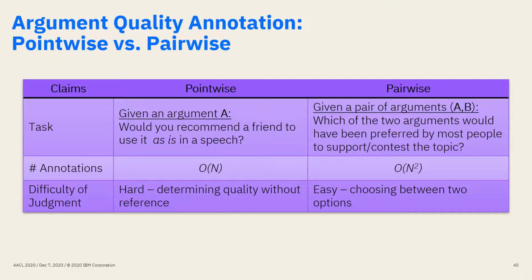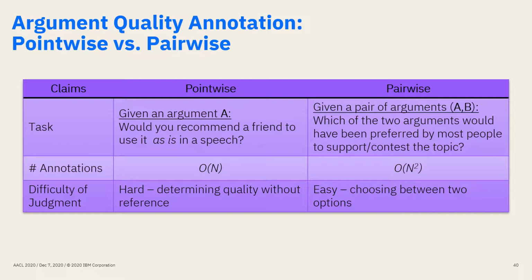In pointwise annotation, we are presented with a single argument and we need to assess its quality. For example, by answering a binary question such as, "Would you recommend a friend to use this argument in a debate?" Or alternatively, rate the quality of the argument on a scale of 1 to 5. The problem with this approach is that it is often difficult to make such an assessment without a reference point. Different people may have different scales, leading to inconsistent annotations.